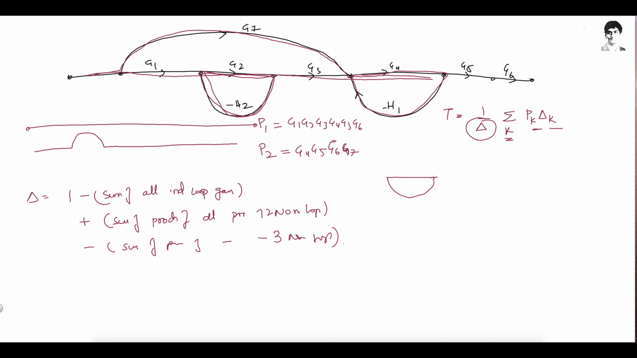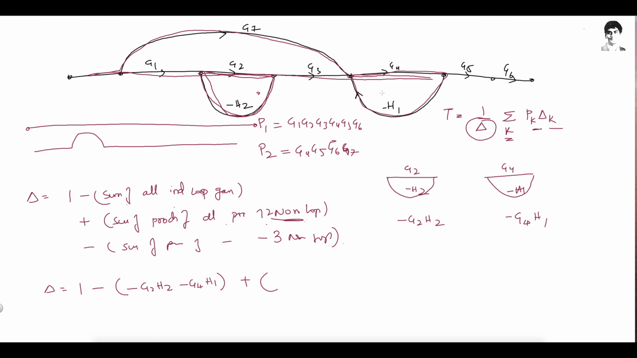Let me draw them here. This is G4 minus H1. This is G2 minus H2, right? So what is the gain here? Minus G2 H2, and here it is minus G4 H1. So delta is equal to 1 minus sum of these, minus G2 H2 minus G4 H1 plus sum of the products of all the possible combinations of two non-touching pairs.